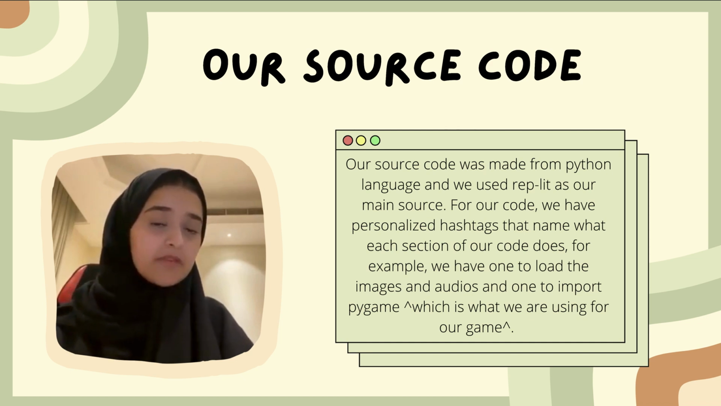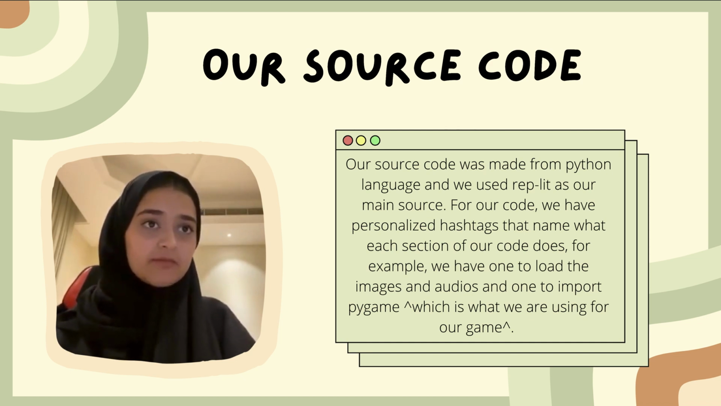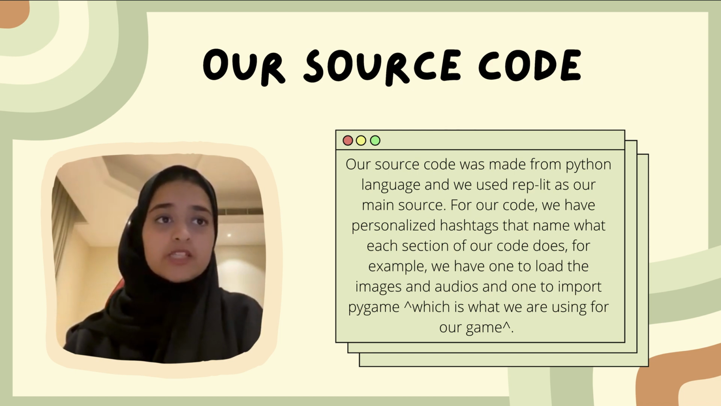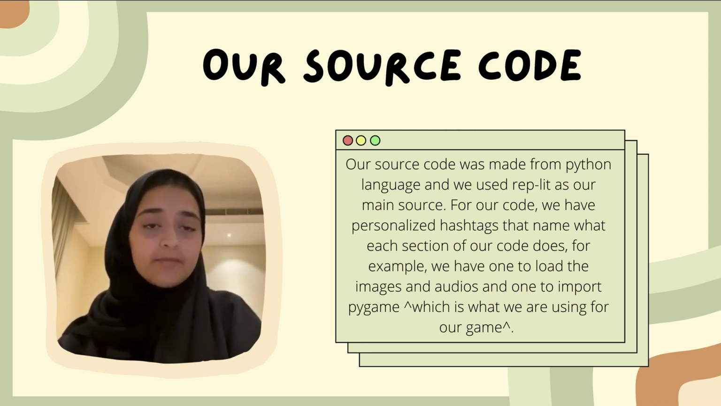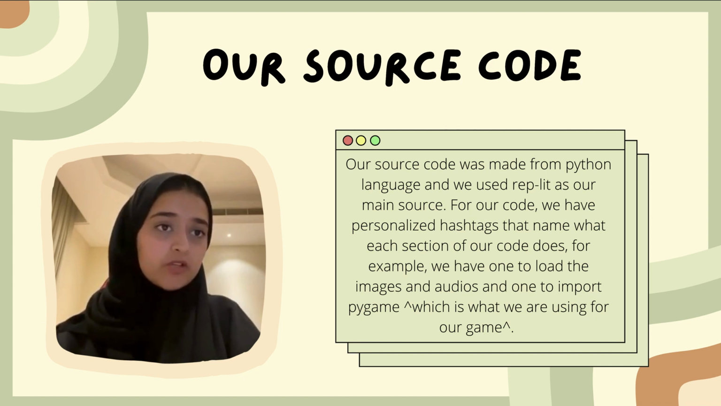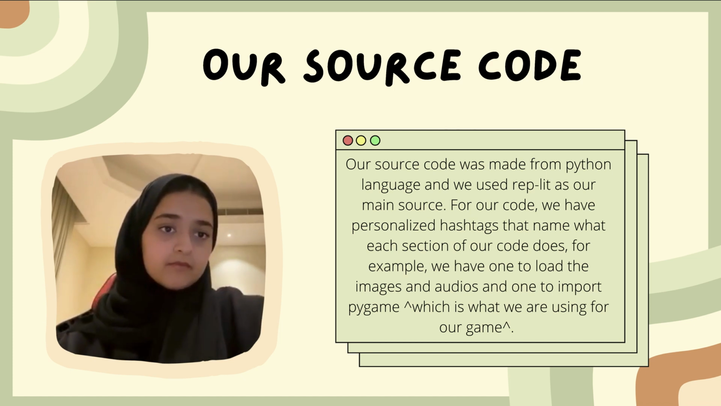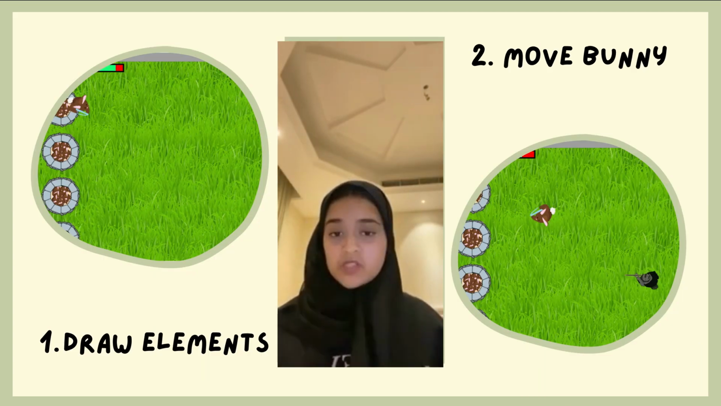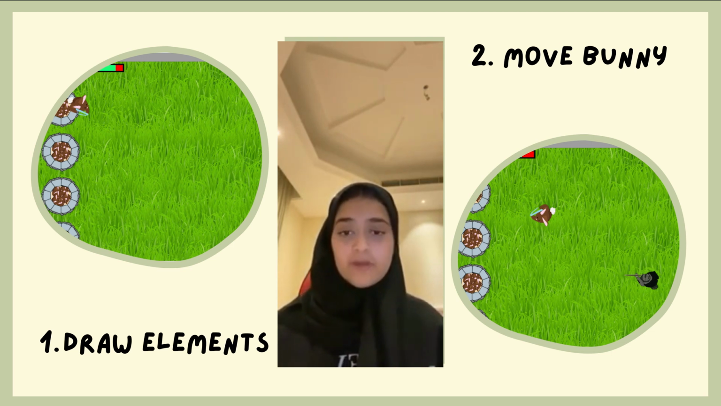Our source code was made from Python language, and we use Replit as our main source. For our code, we have personalized hashtags that name what each section of our code does. For example, we have one to load the images and audios, and one to import Pygame, which is what we are using for our game. We had 2 steps in the process of the interface. The first step is that we have to draw the elements on the screen. Second step is that we had to move the bunny.